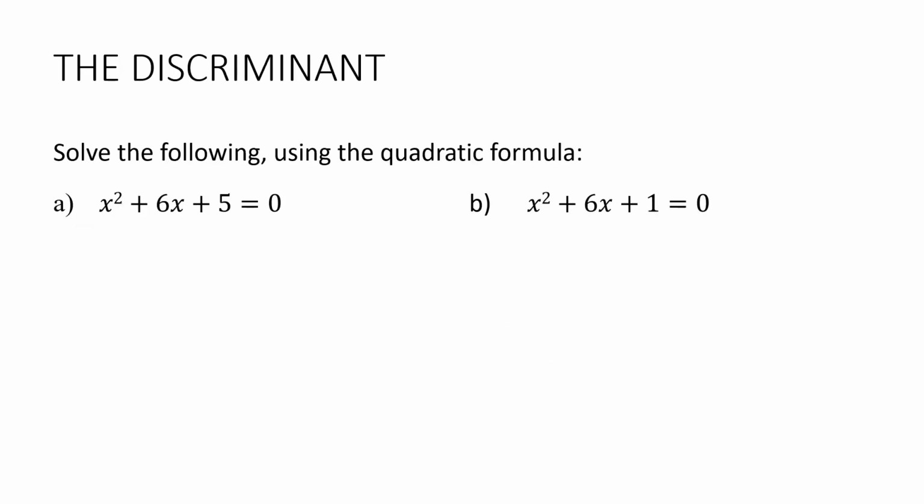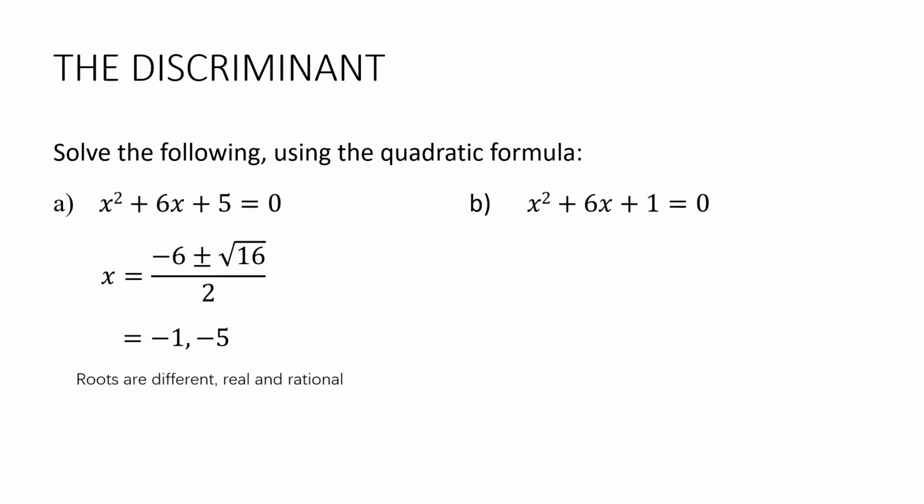Let's move on to the discriminant. Solve the following using the quadratic formula. So I'm going to go through this quite quickly. When I have substituted in a, b, and c and tidied it up, I end up with negative 6 plus or minus the square root of 16 all over 2. And then working each of those out, I end up with negative 1 or negative 5. And we say in this case that the roots are different, they are real, and they are rational.